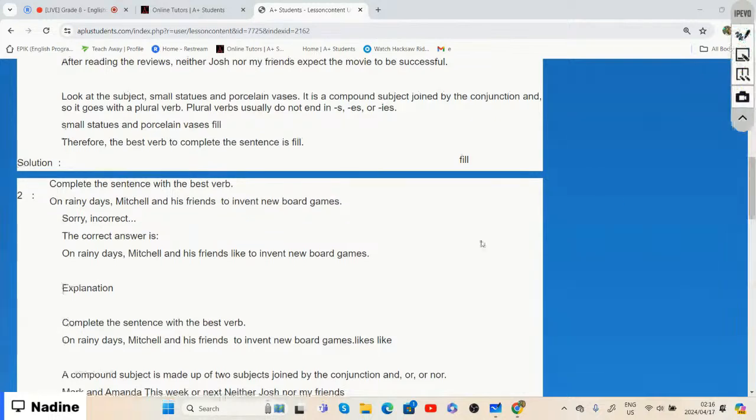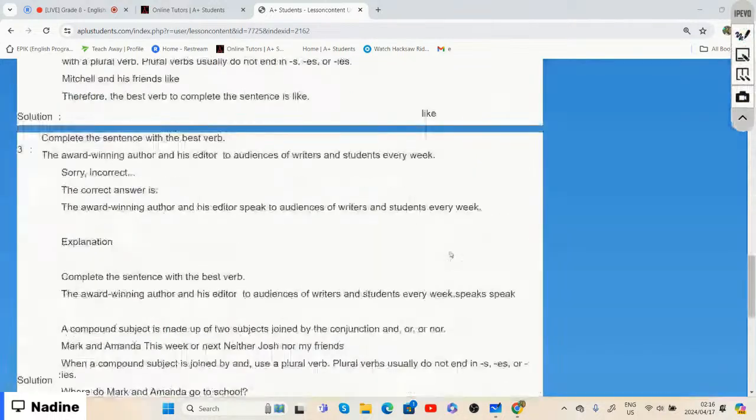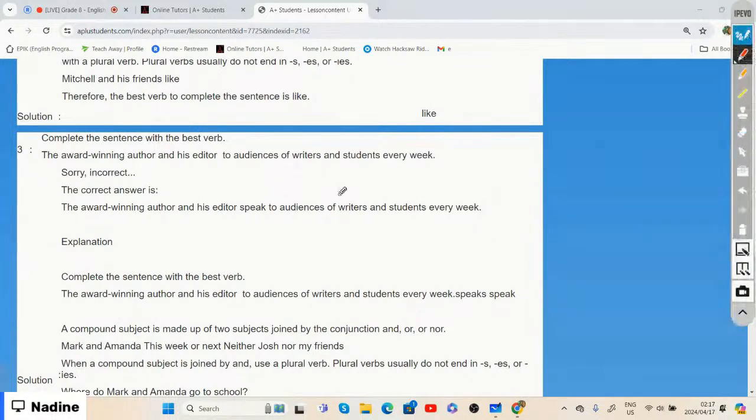Let's do one more. All right. The award-winning author and his editor to audiences of writers and students every week. If you go out to universities or to corporates, then it means that you're going to have to speak to the audience. So speak is the word that we need over here. So the award-winning author and his editors speak to audiences of writers and students every week.